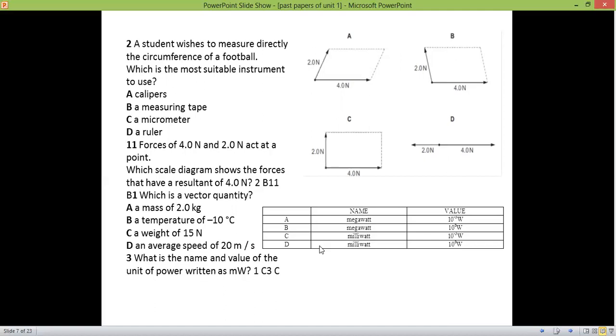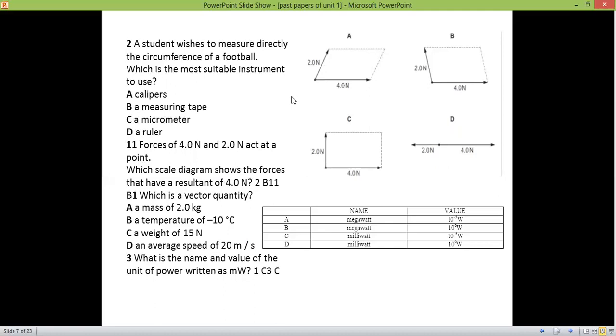Next question. Forces of 4 Newton and 2 Newton act at a point. Which scale diagram shows the forces that have a resultant of 4 Newton? Over here, the magnitude of the resultant force given is 4. So what we have to see? We have to see if the length of which resultant vector is equivalent to the length of this 4 Newton, because it is also mentioned that the value of the resultant is 4.